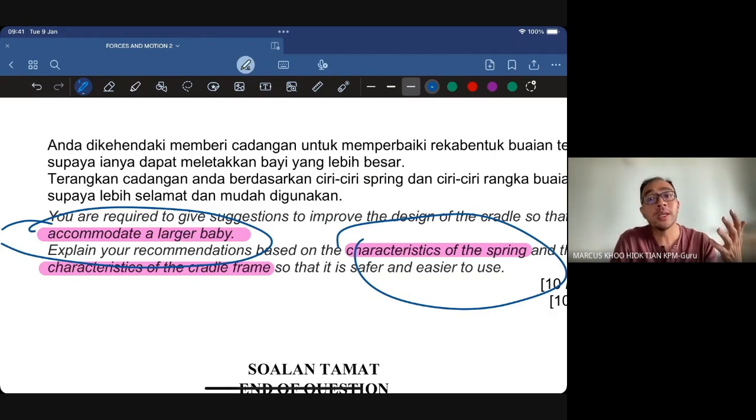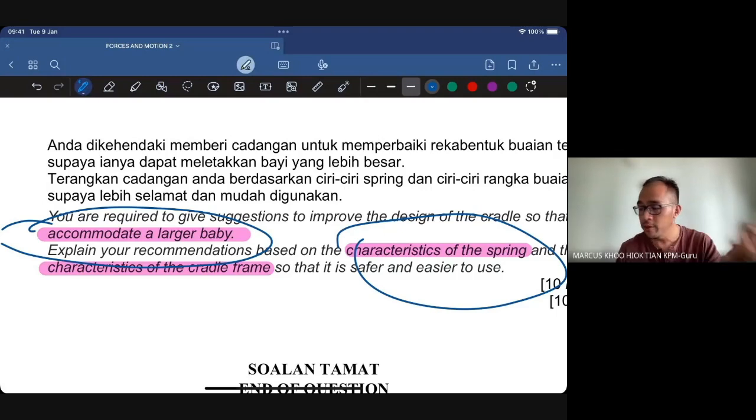Another possible one is also on the cradle frame. The diameter of the steel is big. Okay, so you don't use a thin metal, you use a thick metal. So the diameter of the frame is big, so that it is stronger, it is more long lasting, so that the cradle won't break when you put a large baby in it. Okay, so there are many possible answers for this.